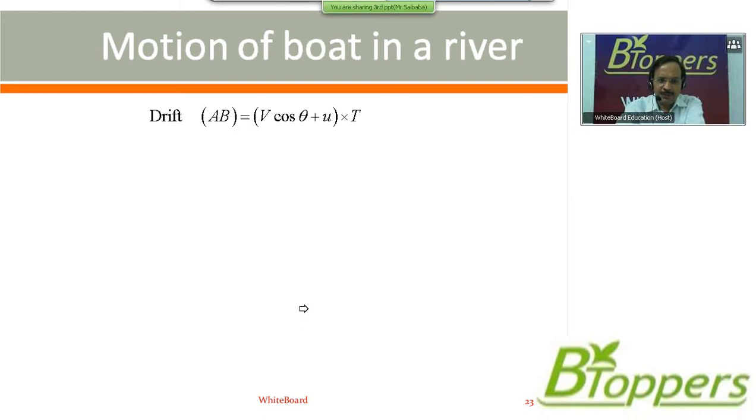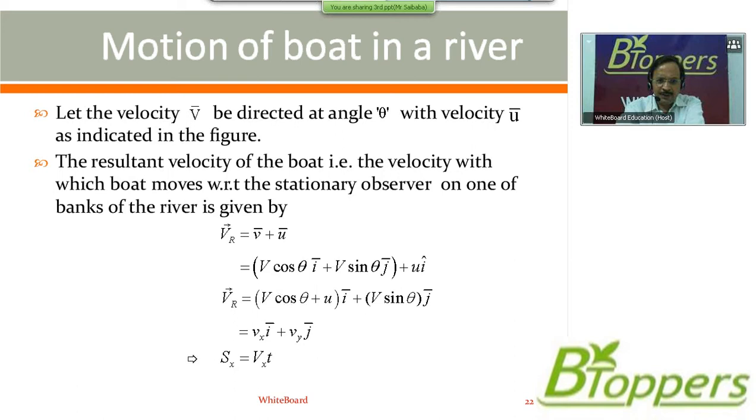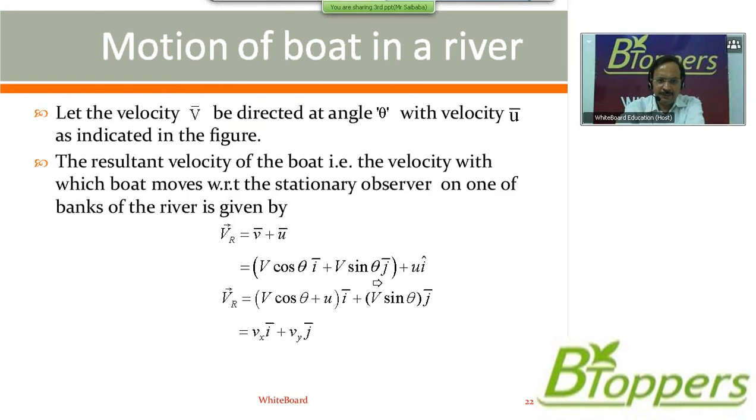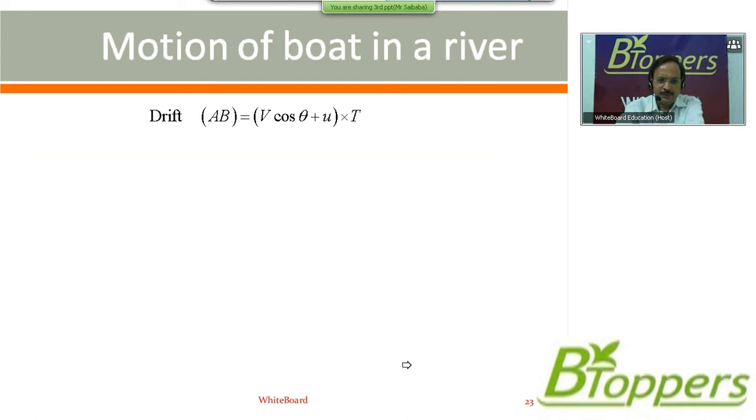You can write the x component of displacement as the x component of velocity times the time interval. That is the drift AB. As I discussed previously, the drift means the distance which the boat travels on the other bank down the river in the direction of the flow of water when it has just crossed the river. You can write drift AB equal to V cos theta plus U into T. That means Vx is equal to V cos theta plus U here.